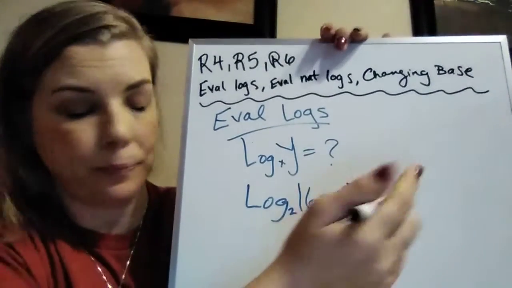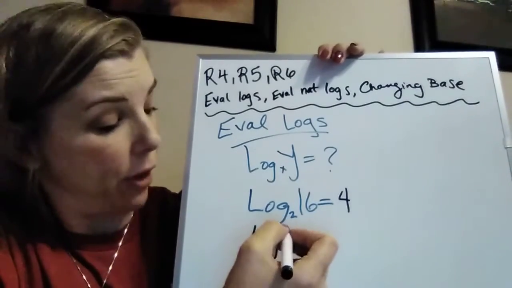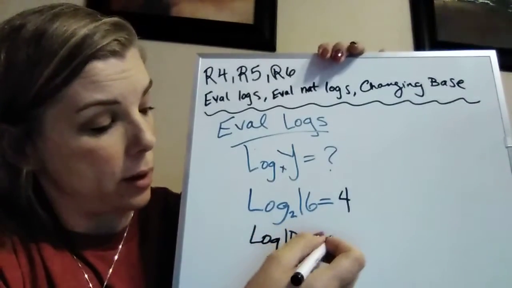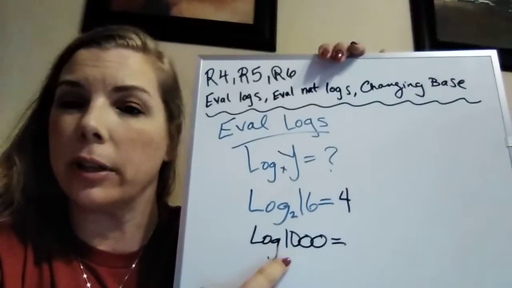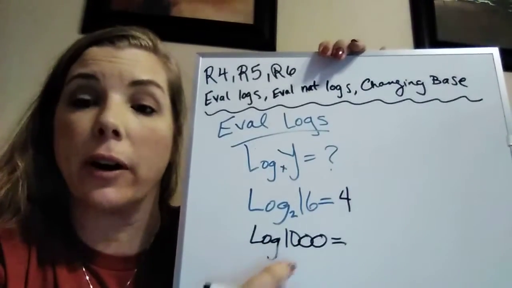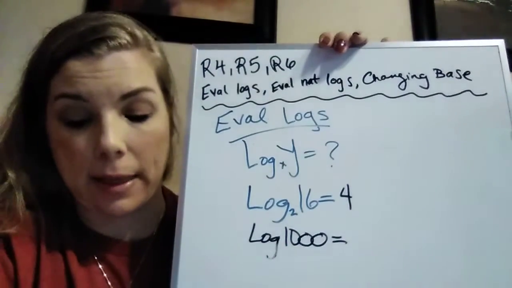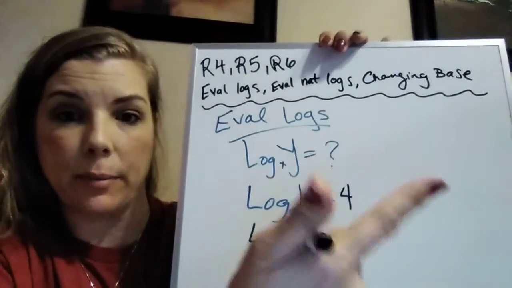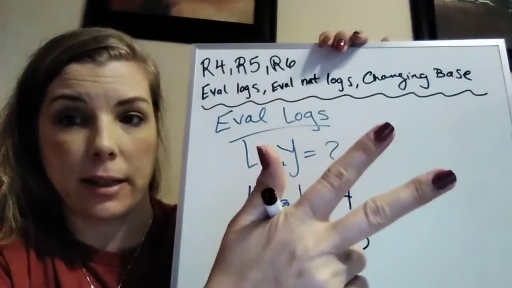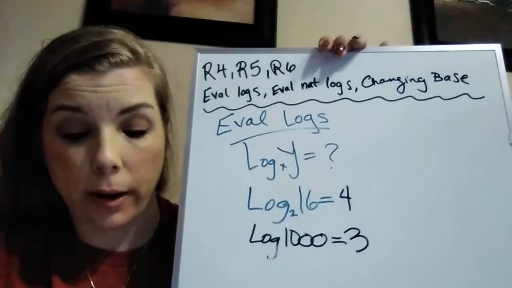So let's try another one. You have log, and then you just have 1,000. Now, this doesn't have that x value down here. If it doesn't have that x value down there, it is assumed to be 10. So 10 to the power of what is 1,000? It is 3. 10 times 10 is 100, times 10 again is 1,000. So 3.